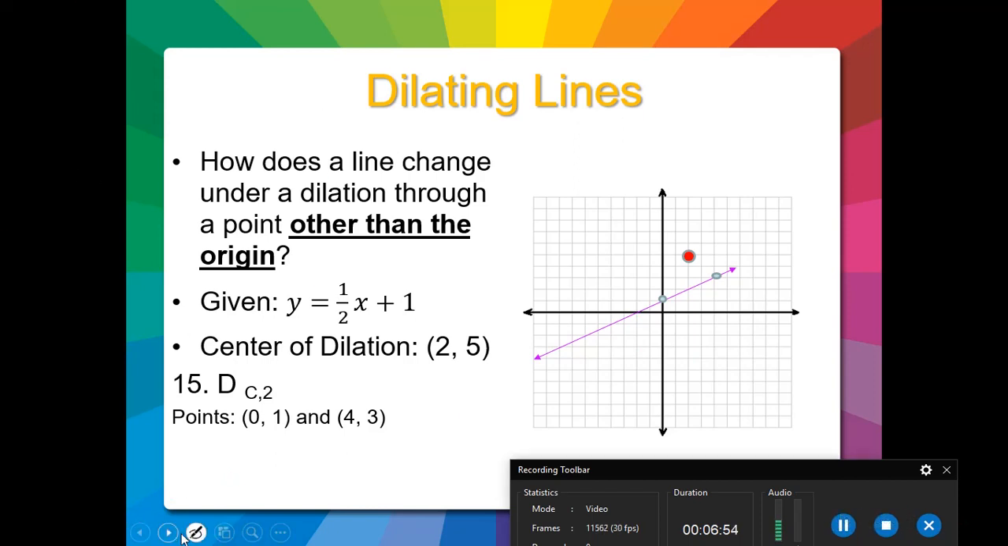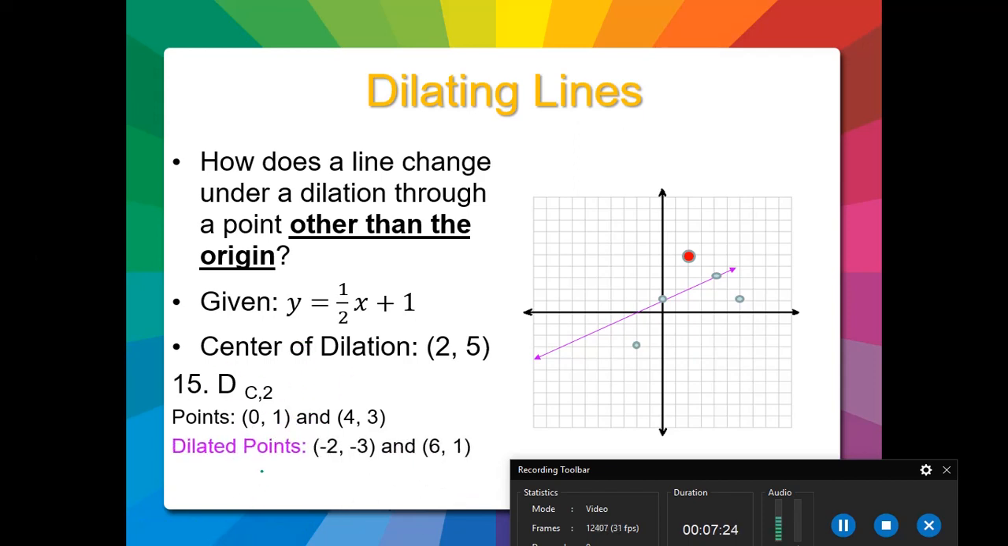So as I'm counting the pattern from the center of dilation, I'm going to go ahead and plot that point. We're going to do the same for point B. So from the center of dilation, it's 2 right and 2 down. I'm going to also go 2 more right and 2 more down to locate my new point. What you'll notice is the center of dilation and the 2 image points are all in a straight line.